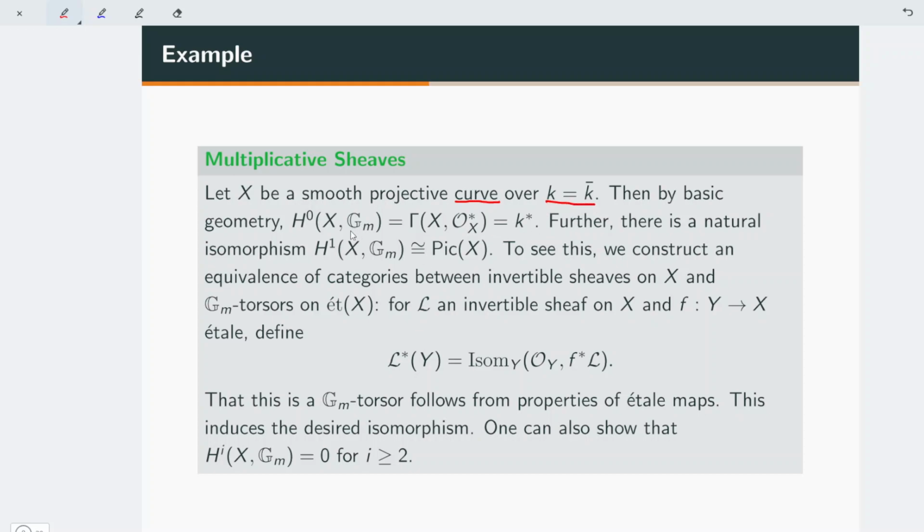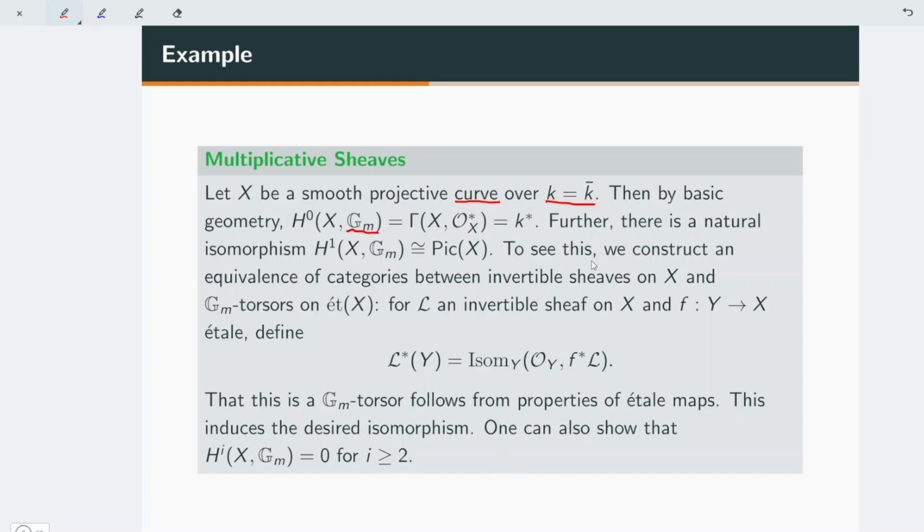So we're going to consider the sheaf, which is variously called Gm or just O_X star, so it's the sheaf of units. So that's a sheaf of multiplicative abelian groups on X. And by basic geometry, you might remember the sections of that sheaf is just non-zero constants, so K star in this case.